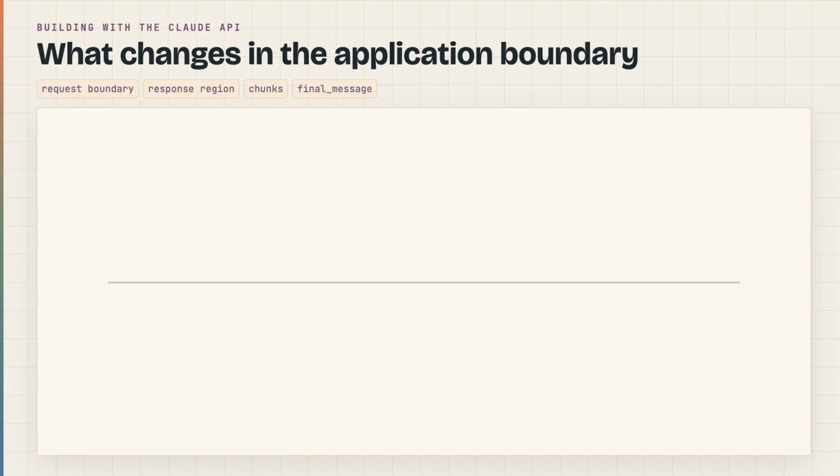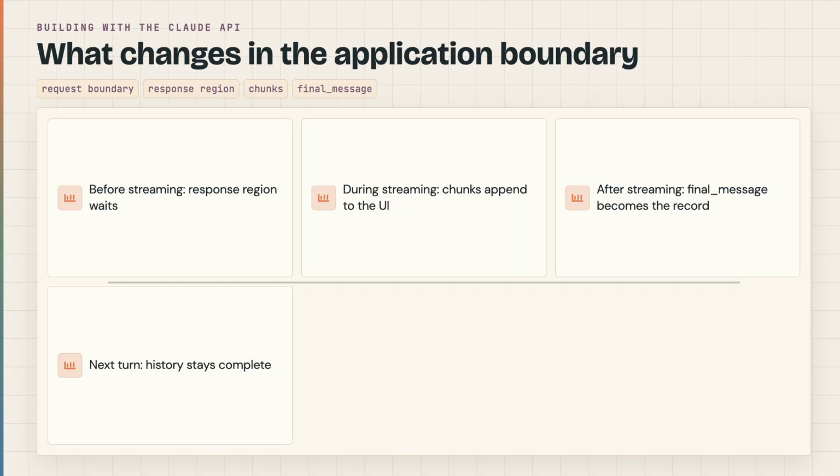The application boundary changes in a useful way. Before streaming, the response region stays empty until one full response comes back. During streaming, the server pushes chunks into that response region as Claude generates them. After the stream ends, final_message becomes the durable record you can store and reuse. This keeps the live chat and the stored conversation history aligned instead of forcing you to choose one.